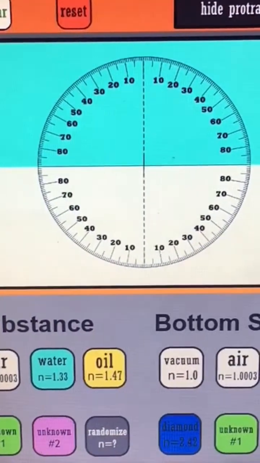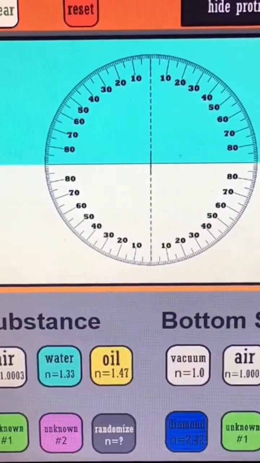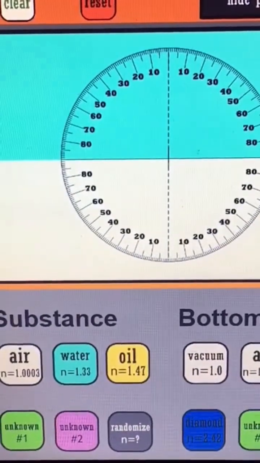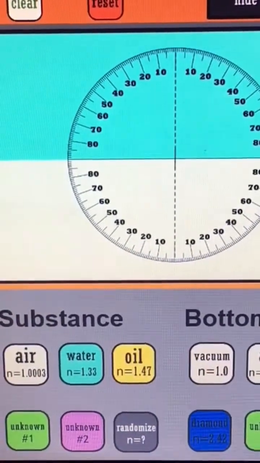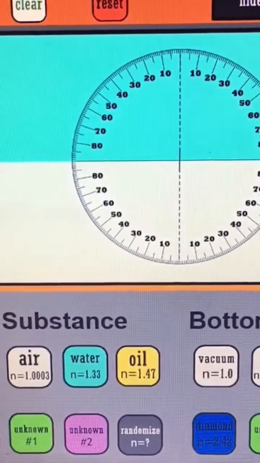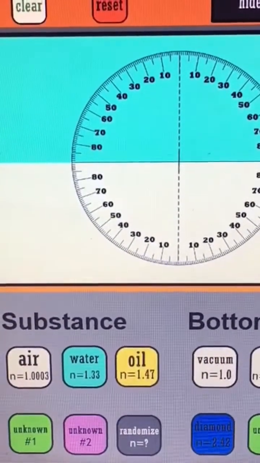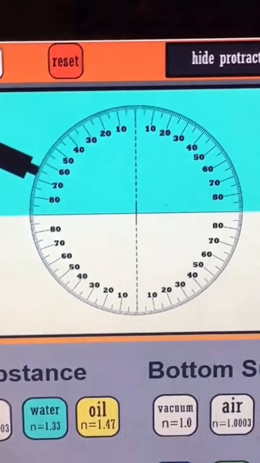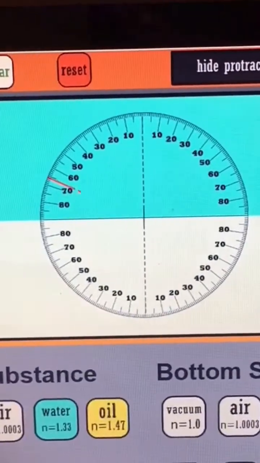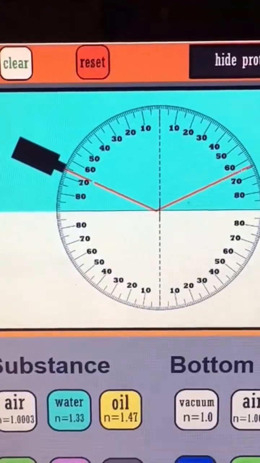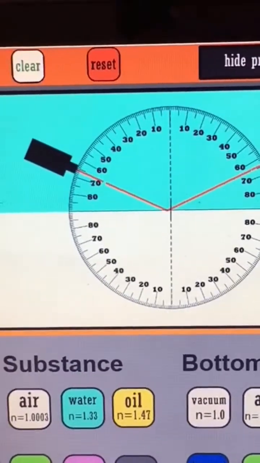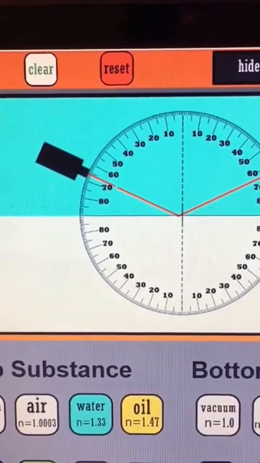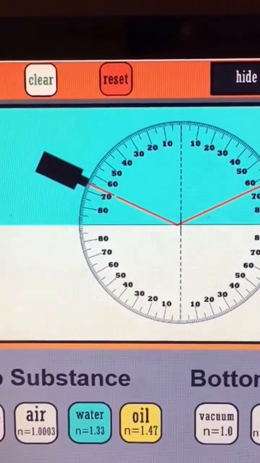For part 2, we change the top to water and the bottom to air, so medium 1, water, has an index of refraction of 1.33, and medium 2 is air, and the index of refraction equals 1.003. With our new mediums, we will hit go and watch the light move, and we get 65 degrees for angle of incidence, 65 degrees for angle of reflection, and 0 degrees for angle of refraction.